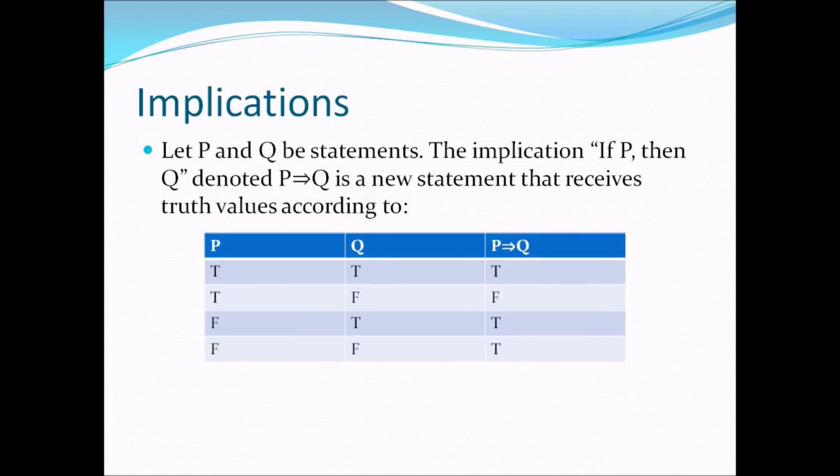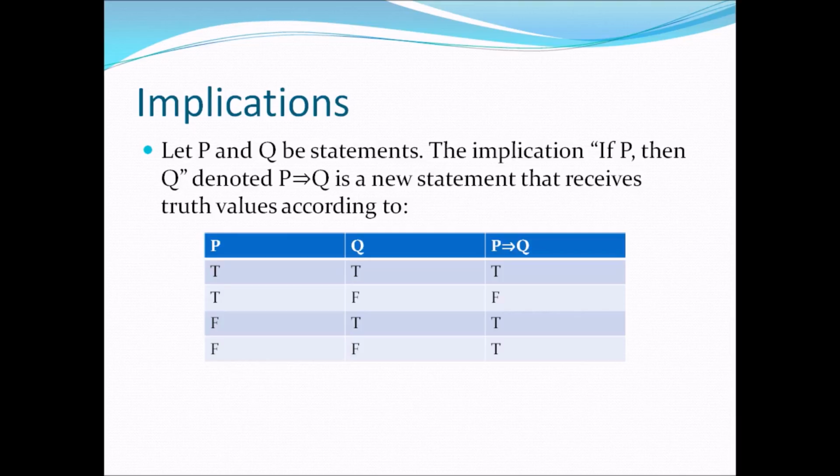So notice if P is true and Q is true, if P then Q is true. If P is true and Q is false, then if P then Q is false. If P is false and Q is true, then if P then Q is true. And if P is false and Q is false, then if P then Q is true. Now, it's a little confusing at first for when P is false, but think of it this way.